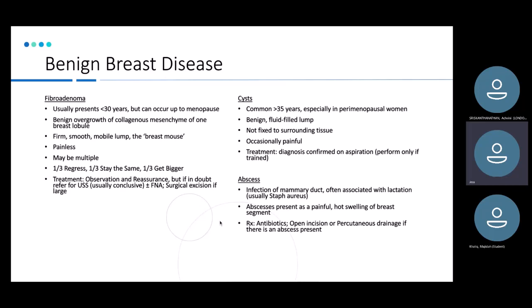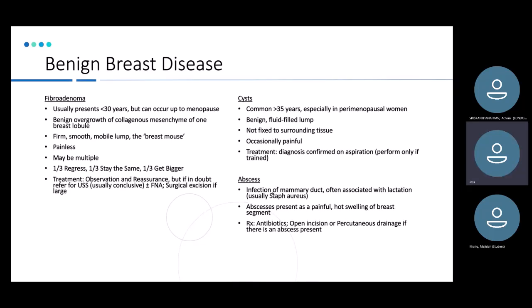If they're large, usually 3 to 4 centimetres or above, you usually excise them because there's a small risk they could be a phyllodes tumour. Other reasons to excise them would be cosmetic issues. Sometimes they can be very visible, and that can cause pain and discomfort as well.